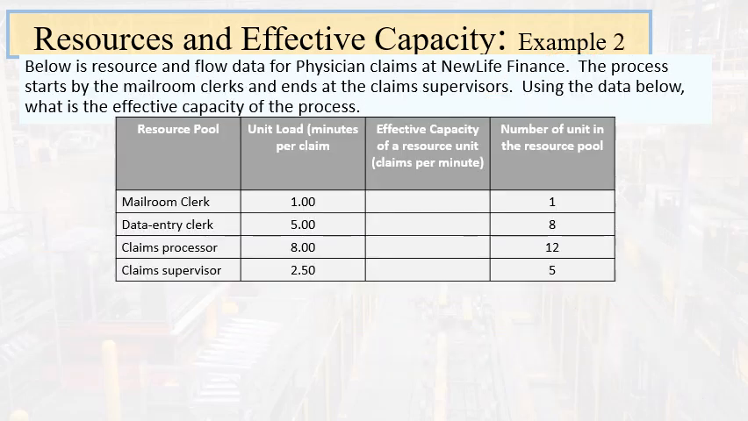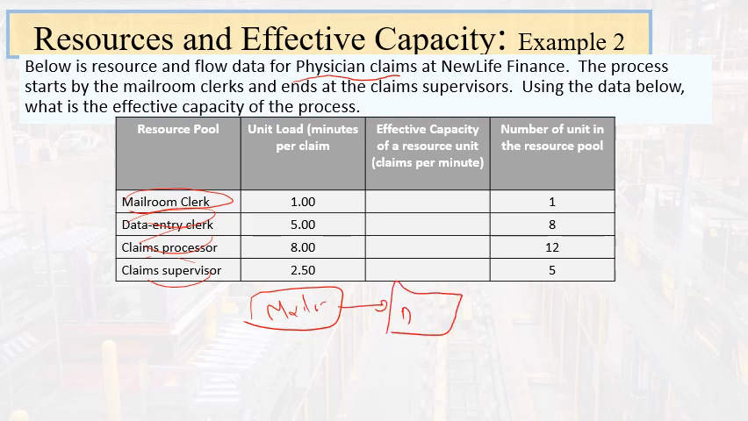So let's move on to another example. Here we have insurance physician claims. And we have a process that starts at the mailroom and goes to data entry, claim processors, and claims supervisor. So mailroom is first, then the data entry, then processor, and supervisor.